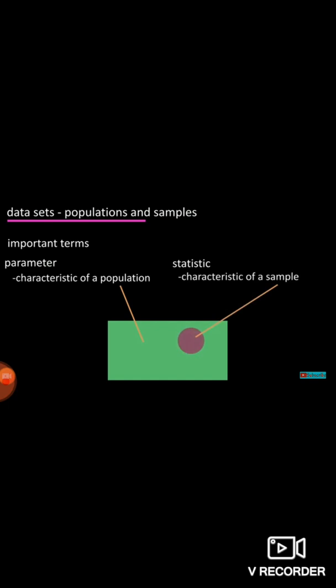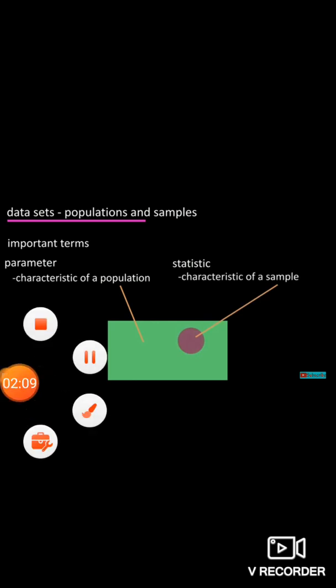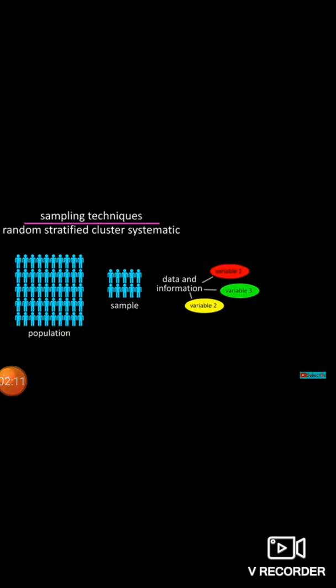So what are the characteristics of population? They are known as parameters, and whatever are the characteristics of a sample, they are known as statistics. So we will move towards the methods of sampling. How do we collect the data? How do we select a sample out of the entire population?